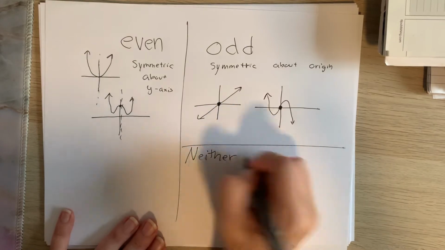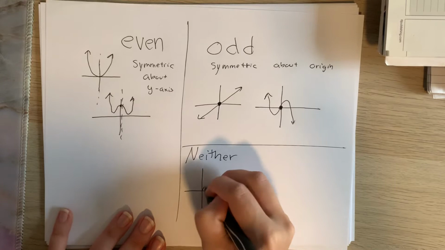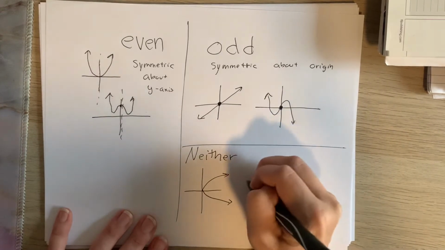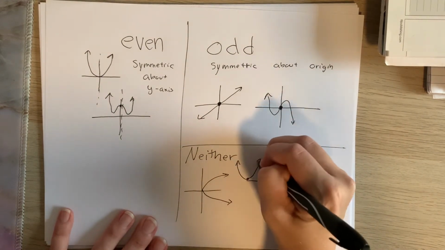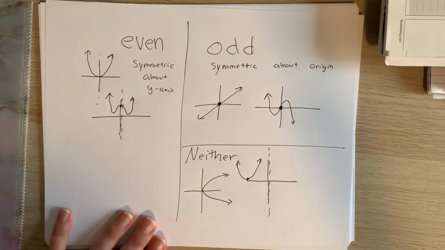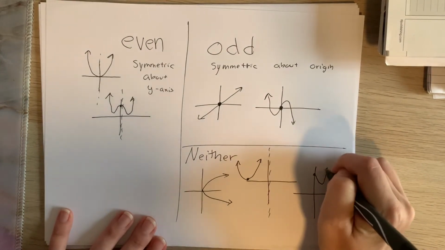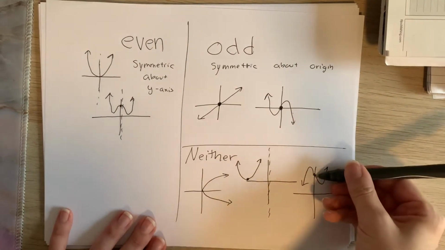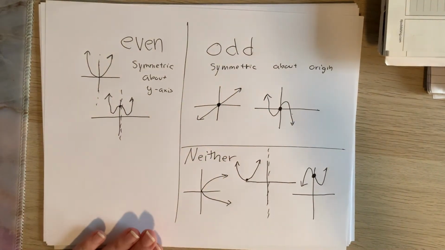Your graph can be neither. It doesn't have to be one of those two. If it's symmetric about the x-axis, that's neither of those two. If it's symmetric but not about the y-axis, so maybe if you move the parabola over, it's no longer symmetric about the y-axis. Or same for odd. It could be symmetric, but if it's not about the origin, it doesn't count. So if I move this graph up, now the center point is not the origin, so it's no longer odd.